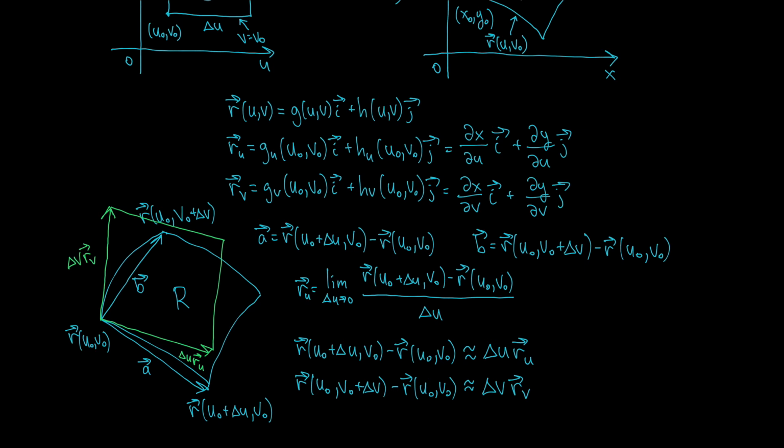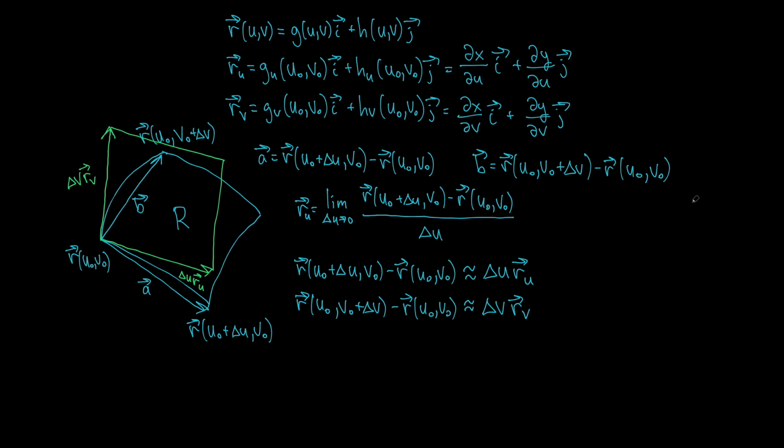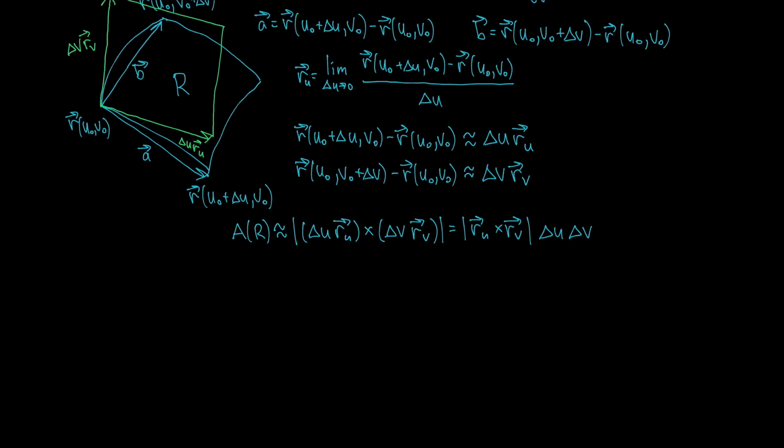Getting the area of that parallelogram is fairly easy for us, right? Remember, the area of a parallelogram, as we saw in section 12.4, is just the magnitude of the cross product. So I can say that the area of R is approximately the magnitude of delta u r_u cross delta v r_v. These are constants, so I'll pull them out, and we just get the magnitude of r_u cross r_v times delta u delta v. So let's see what r_u cross r_v is.